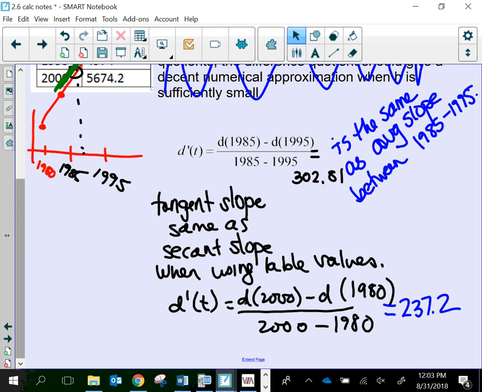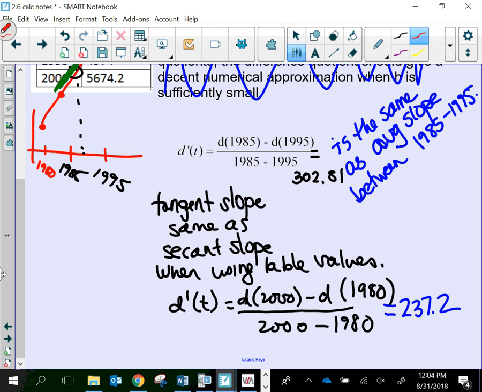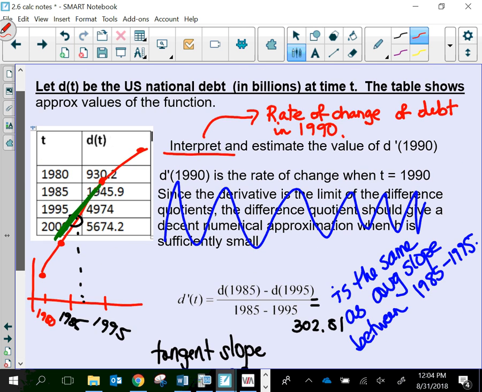So now let's take the average of those two. And the average is 270. So you have a wide range. Which answer do you think is better, the 302 or the 237? 302, because you're closer to the actual, whatever this curve is in between, we don't know. So we're just basically finding the slope of the secant line between those 2 points.